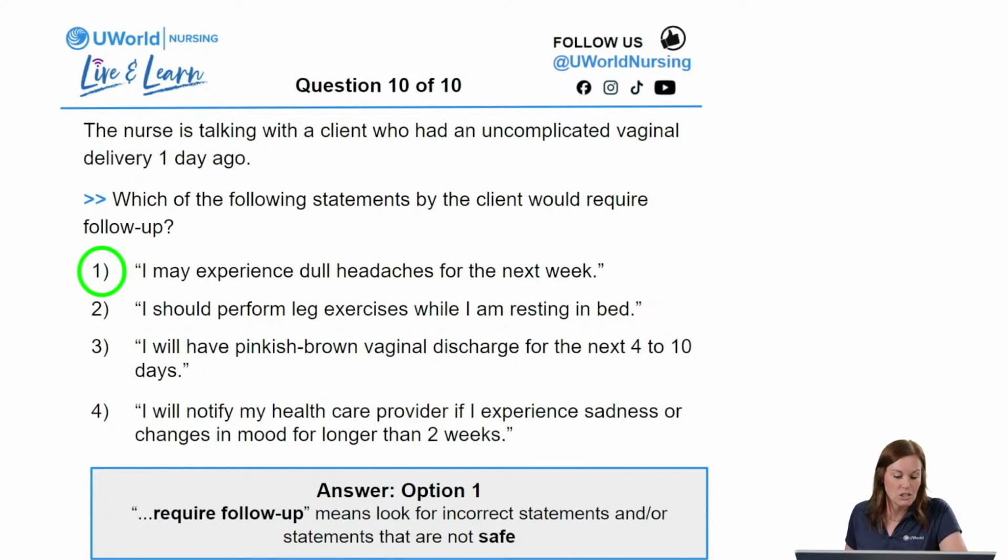This is called lochia serosa. And then option 4, this is correct. You do want to notify the healthcare provider because this can be indicative of postpartum depression. So this client is saying the right things, that they do need to take action if they're still feeling a little sad after 2 weeks. So good job, you guys.